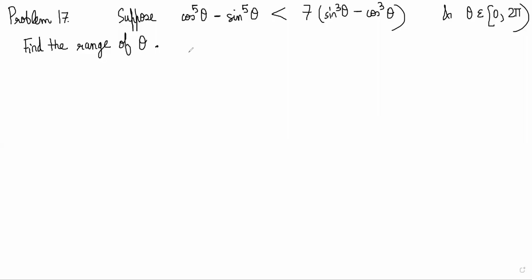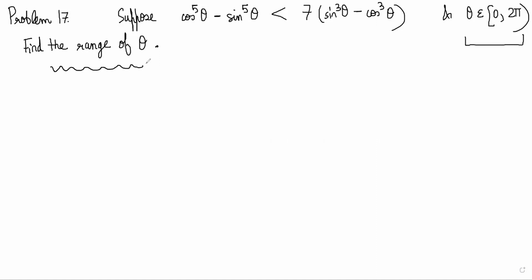Hi, in this problem, we are going to look at a trigonometric inequality. We are given that cos^5 theta minus sin^5 theta is less than 7 times (sin^3 theta minus cos^3 theta). We are also given the range of theta, which goes from 0 to 2 pi, with 2 pi not included. And we are being asked, what is the range of theta?